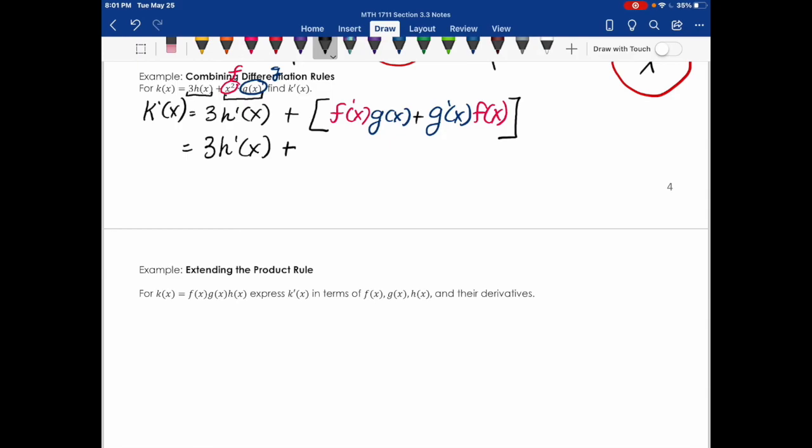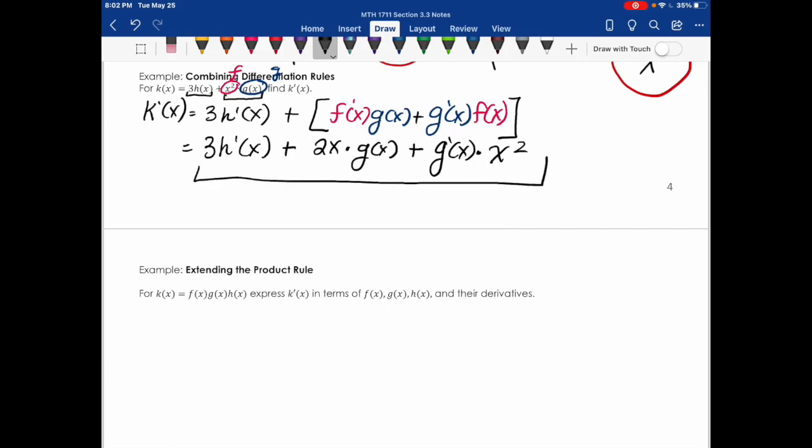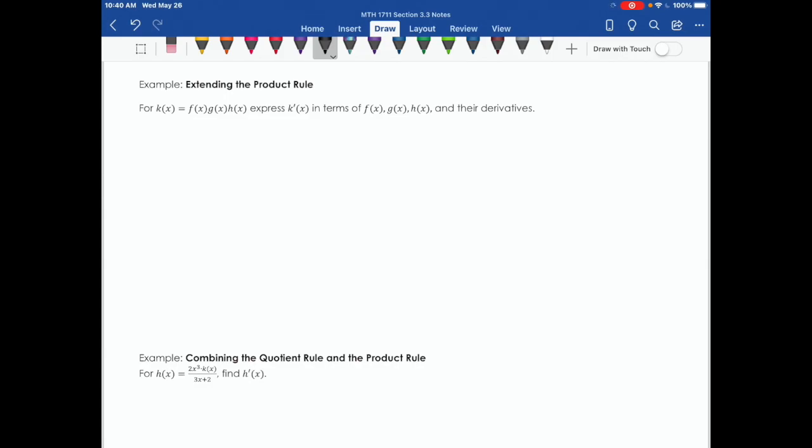So I'm just going to go ahead and replace f of x with x squared and f prime with 2x. Since f prime is the derivative of x squared, that's going to be 2x times g of x plus the derivative of g of x times f of x, which is x squared. So this is as simplified as we can get because we don't have any other information, but if we knew what those functions were, we would be able to. So now we're going to go through an example where you have to use the product rule more than once.